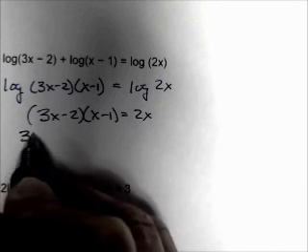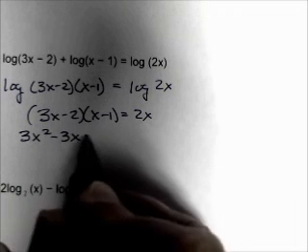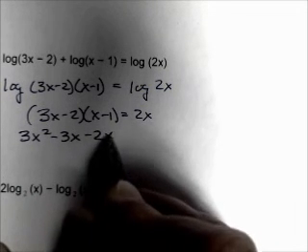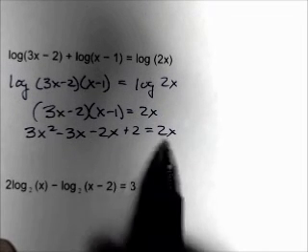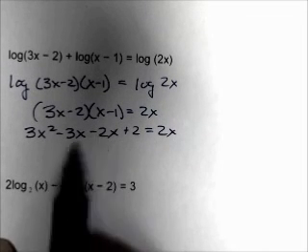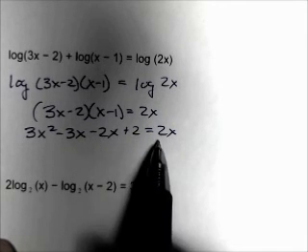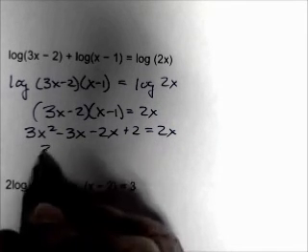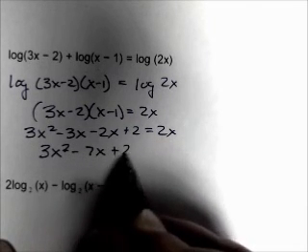Foiling here, 3x squared, outside negative 3x, inside negative 2x, last positive 2. Combine the like terms, negative 5x, and in the same step, subtract 2x, bringing it over to this side. So I get 3x squared minus 7x plus 2 is equal to 0.